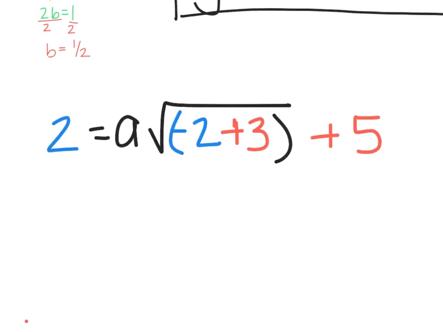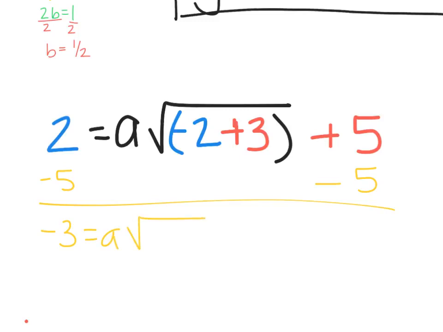So I need to do some math here, which we just love doing our math. So I need to get a by itself. I'm going to subtract 5 from both sides, and I get -3 equals a times the square root of -2 plus 3 is 1.